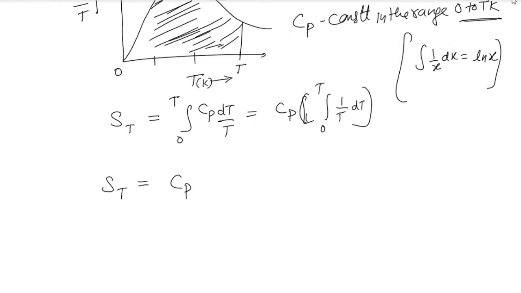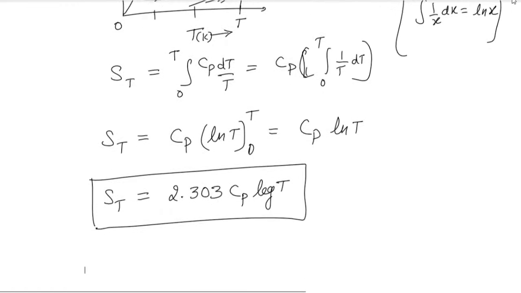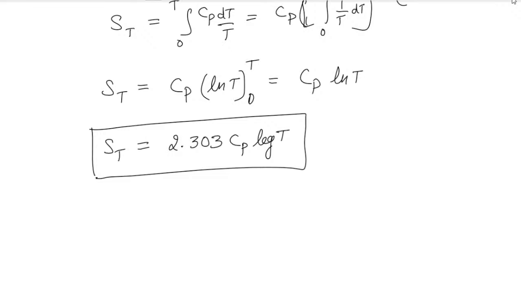So the integration of 1 by T is equal to natural log of T. So Cp natural log of T, and natural log of 0, okay. So simply it is natural log of T. So it comes out to be 2.303 Cp log of T. S_T is 2.303 Cp log of T.